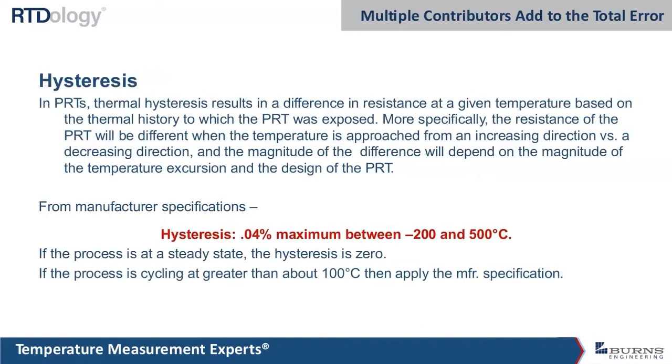What this is, it's the error that happens if you heat the temperature probe and then cool it back down, and then at the midpoint of that heating and cooling cycle, you'll have your maximum repeatability difference. So it could be a 1/10 of a degree, for example, if you cycle between -200 and 500 C. This manufacturer calls it 0.04% maximum.